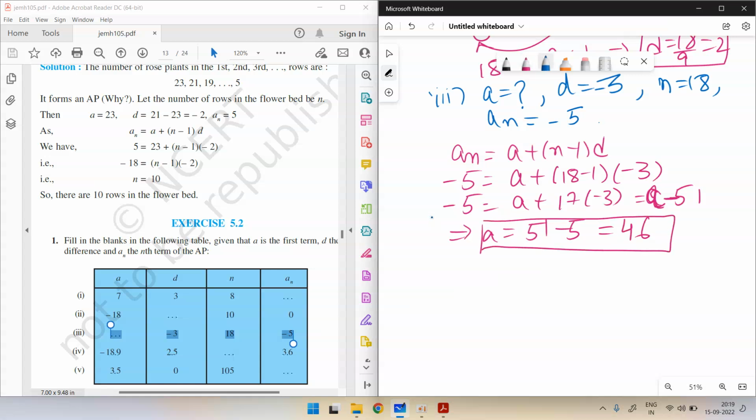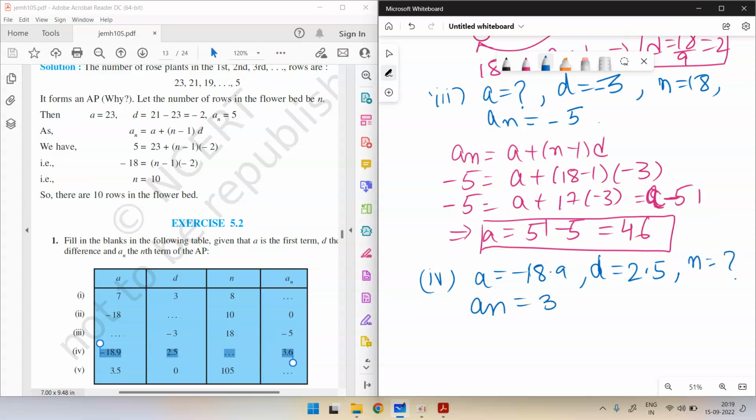Now next is the fourth question, the fourth part. Here a is minus 18.9 and d is 2.5. You can have the series with decimal points, but you cannot have the value of n in decimal points, because n is always an integer value. So n you need to find, and it is given that the nth term is 3.6.